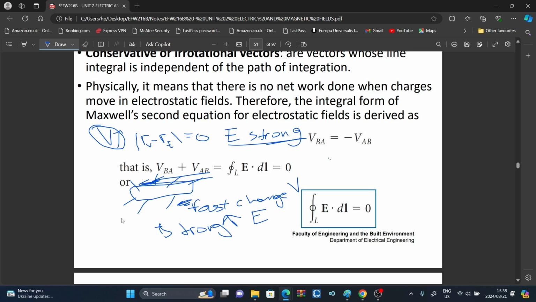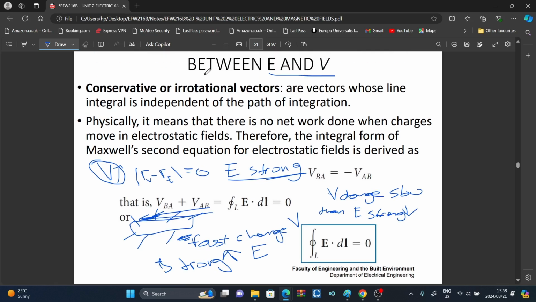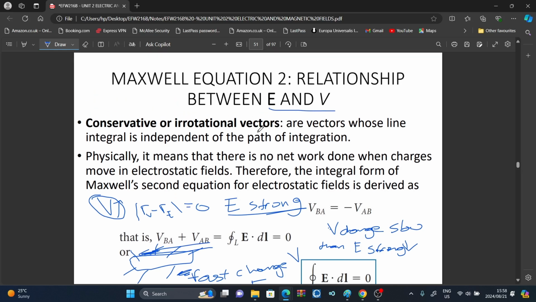So if your voltage change is slow, then your electric field strength will also be low. So that's more or less the relationship between the electric field and your voltage.